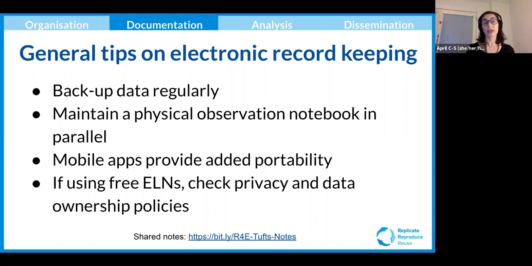Using the apps can really help, as I mentioned before. And if you're using a free one, check the data ownership policies. Make sure you're not giving up any of your rights to your data, that you won't lose access to your data, and that you have your privacy protected. So those are some things to keep in mind when you're trying out an electronic lab notebook for the first time.